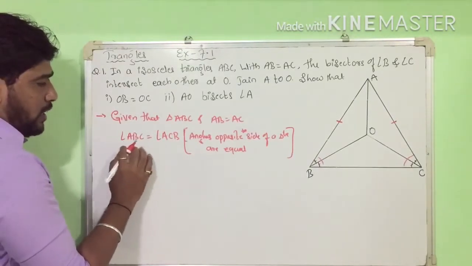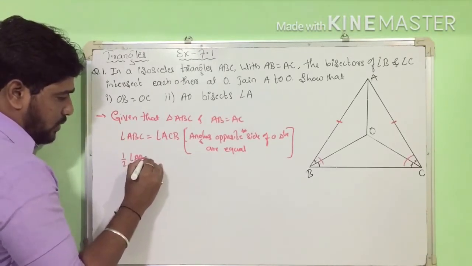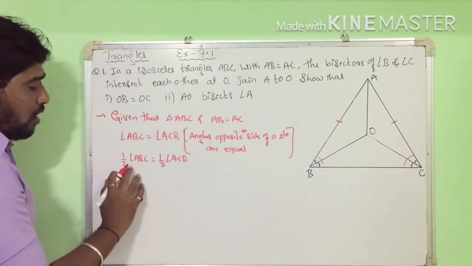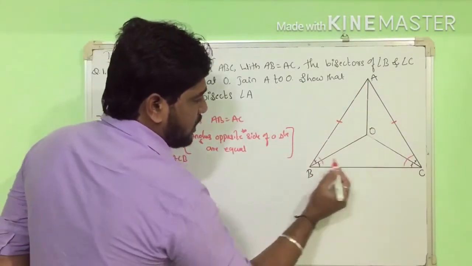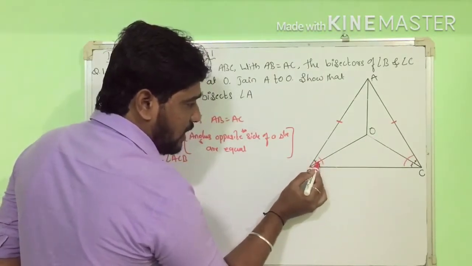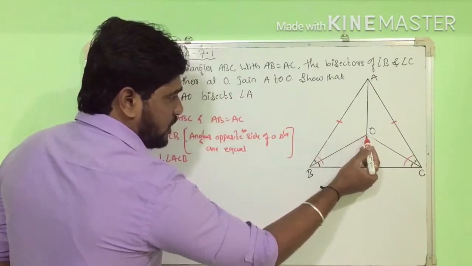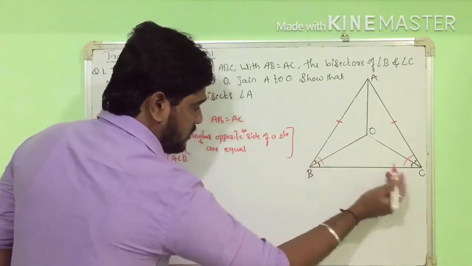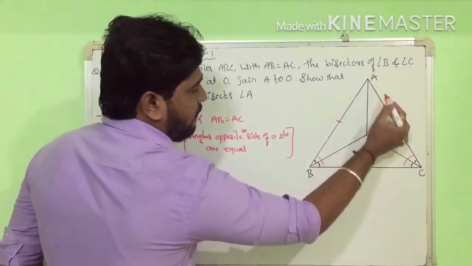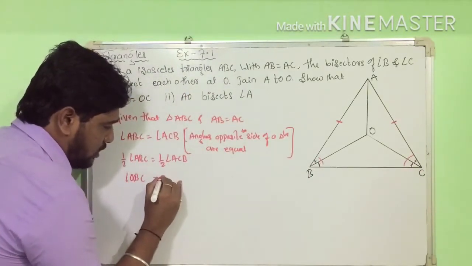Now I will multiply both sides by 1/2. So 1/2 angle ABC and 1/2 angle ACB. Half of angle ABC, because OB is the bisector of angle ABC, we can write angle OBC. Similarly here also, half of angle ACB, we can write angle OCB.